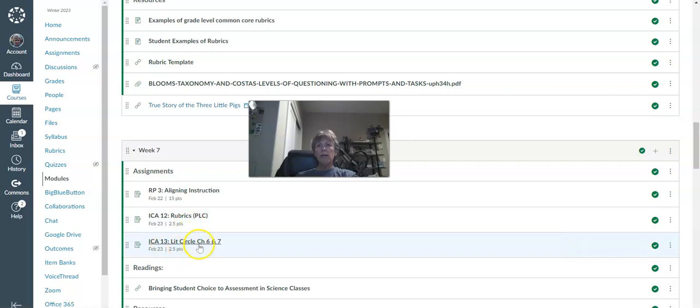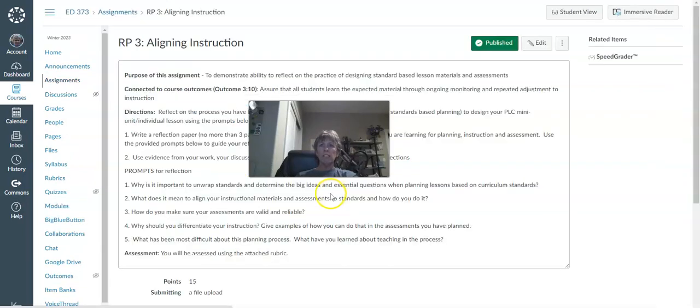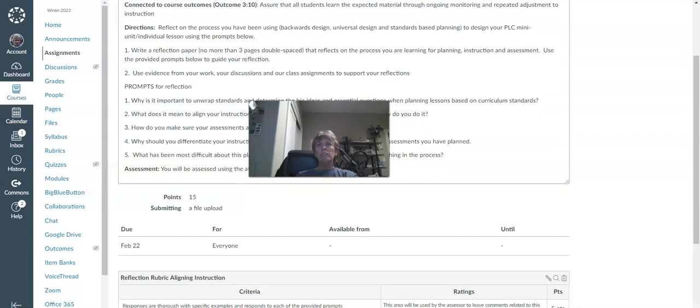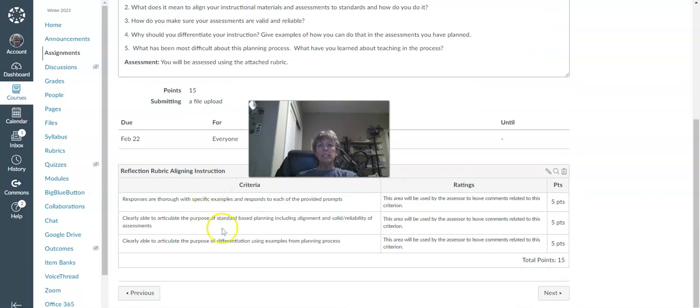Additionally, on the 23rd, you have your next Lit Circle due for chapter 6 and 7. 7's very short. And then you also have a reflection, your third reflective practitioner assignment. And this is just a reflection, no more than 3 pages, double spaced. You're going to reflect on these questions and just talk about what your experience has been. What do you think about the backwards design, using standards-based planning to design a lesson? You can see here I've created a rubric just modeling this to score your reflective practitioner assignment this time.